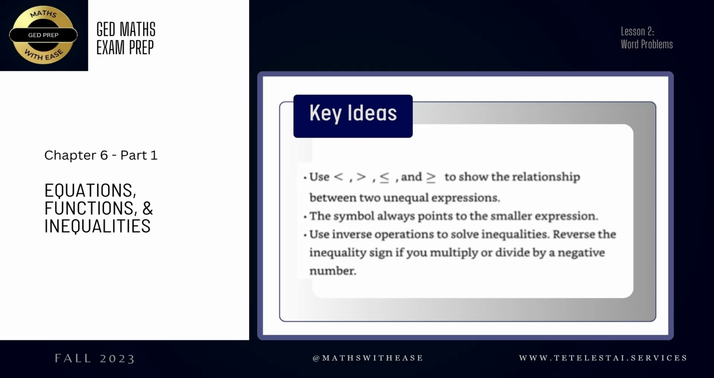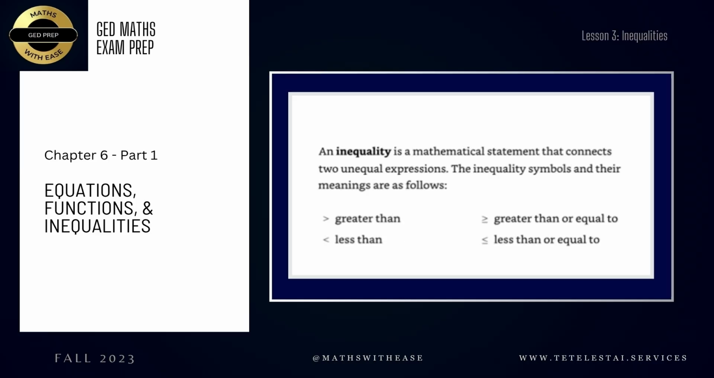Use inverse operations to solve inequalities. Reverse the inequality sign if you multiply or divide by a negative number. An inequality is a mathematical statement that connects two unequal expressions. The inequality symbols and their meanings are as follows, and we just went over them. This symbol represents greater than. The symbol with the tip pointing to the left represents less than. The tip pointing to the right with a line underneath it represents greater than or equal to. And the tip pointing to the left with a line underneath it represents less than or equal to.